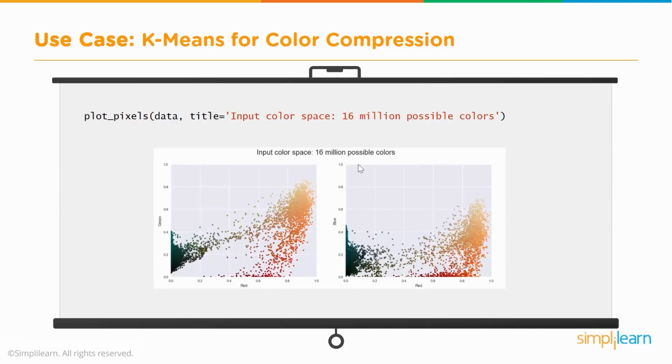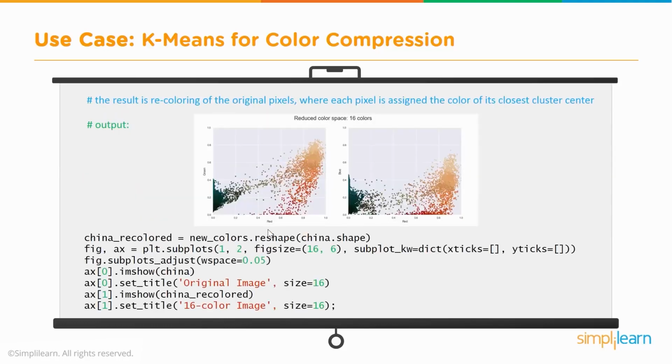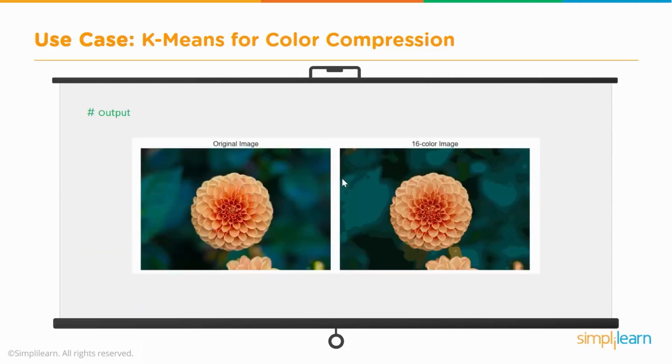There are about 16 million possible colors, or the input space has 16 million possible colors. And then we just compress it to 16 colors. So this is how it would look when we compress it to 16 colors. This is how the original image looks, and after compression to 16 colors, this is a look at the new image. And you can see there's not a lot of information that has been lost, though the image quality is definitely reduced. So this would be an example, which we're going to now see in Python.